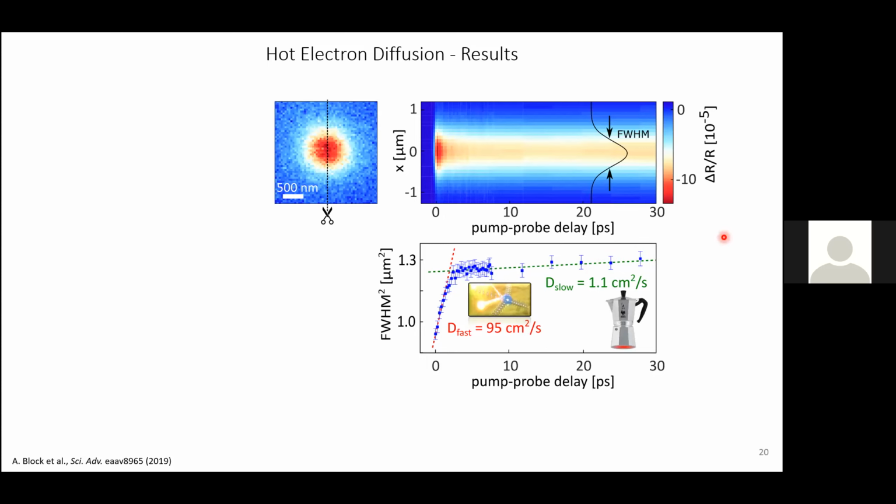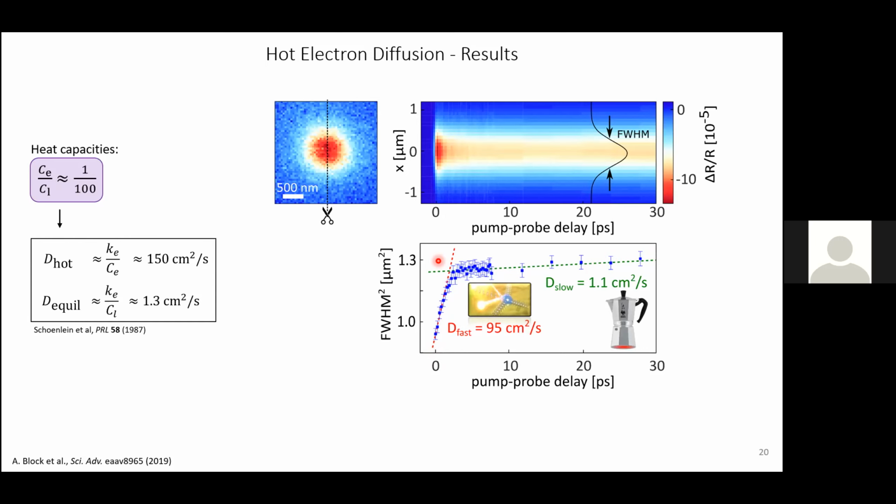So we get our 1.1 centimeter squared per second, which is the coffee cup regime. But we also have this very fast spread, 100 times faster in the very beginning. And actually, if you just think about it, it comes back to these heat capacities. So the electron system, when it's not coupled yet to the phonons, has this higher hot electron diffusivity, basically just because its heat capacity is 100 times lower. So this was sort of known, but also a bit forgotten and never really measured in the literature. So we get this 100-fold higher hot electron diffusion that I was talking about in the beginning.